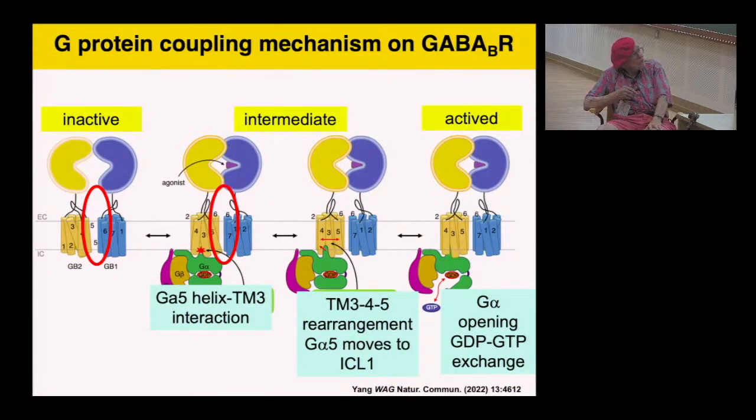You have an inactive structure. It has a 5-5 coupling between the helices. And then as you go towards activation, you get a 5-6 coupling. And then finally you get a 6-6 coupling. And in the process, the agonist gets bound here, and then goes from the 5-6 to 6-6.